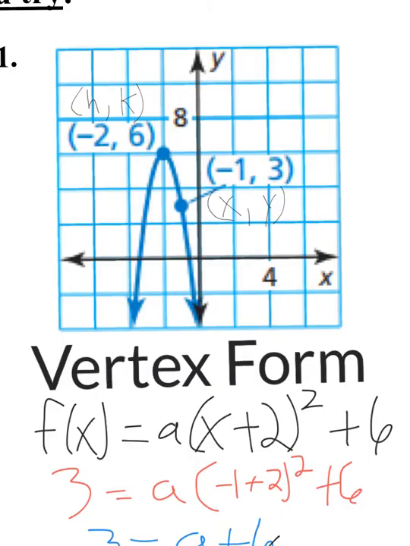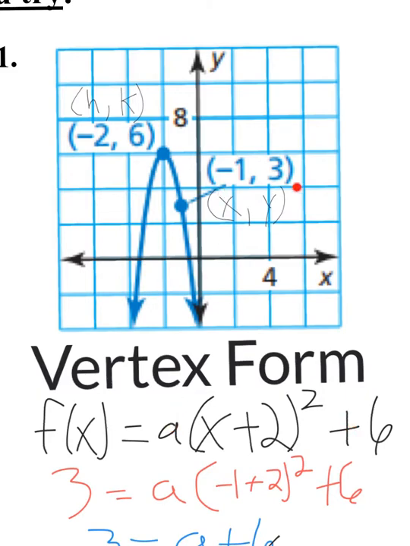Okay, so this first one was in vertex form. I knew that because I was given the vertex and a point that was not the vertex. So I labeled them h, k, x, and y. I plugged things in. I plugged in the h and k. So minus and negative 2 become plus 2. Plus 6 on the outside. Need to figure out the a, of course.